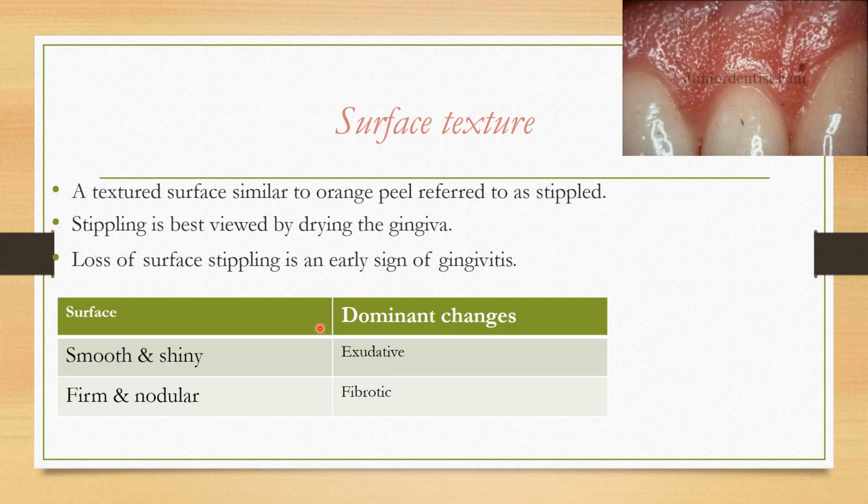Usually the surface will be smooth and shiny with exudative changes and pocket depth, and firm and nodular under fibrotic changes.